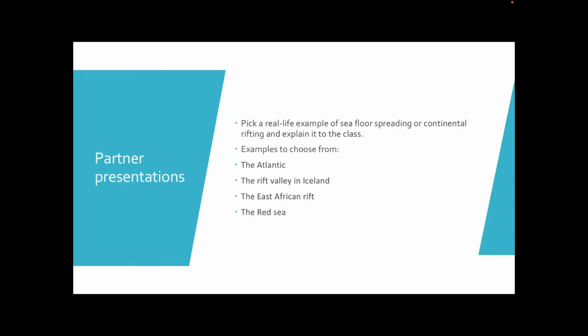All right, next we are going to be doing partner presentations. You and your partner, same partner from your diagram activity, are going to choose a real-life example of either seafloor spreading or continental rifting. Some examples that you can choose from are the Atlantic, the Rift Valley in Iceland, the East African Rift, and the Red Sea. You can also choose other examples if you've seen another one in our textbook or you're just aware of another one. With approval, you can choose those topics as well.